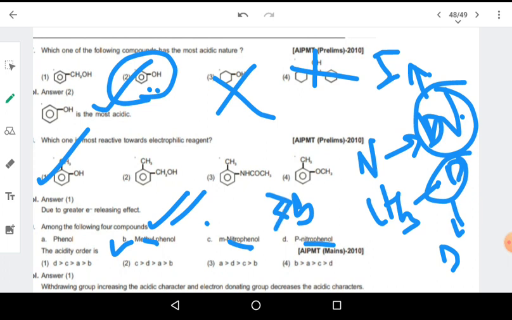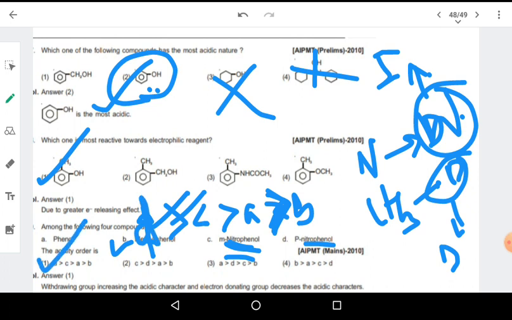Then comes phenol. Then comes C because meta will come, and maximum will be for the para product, so it should be D. So D, C, A, B, option number 1 is correct.